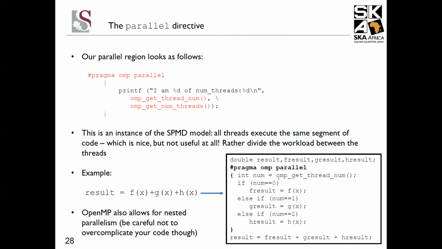And then depending on the thread number, it executes one of the functions. So if the number is 0, it can execute f. If its number is 1, that thread will calculate the result of this function g, and if it's thread number 2, it'll calculate this function h. And then at the end of the parallel region, the results can just be combined. Okay, so the result is f result plus g result plus h result.